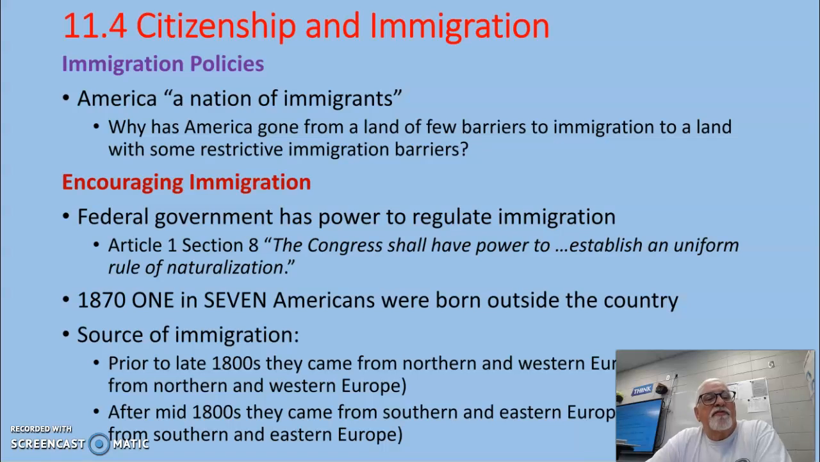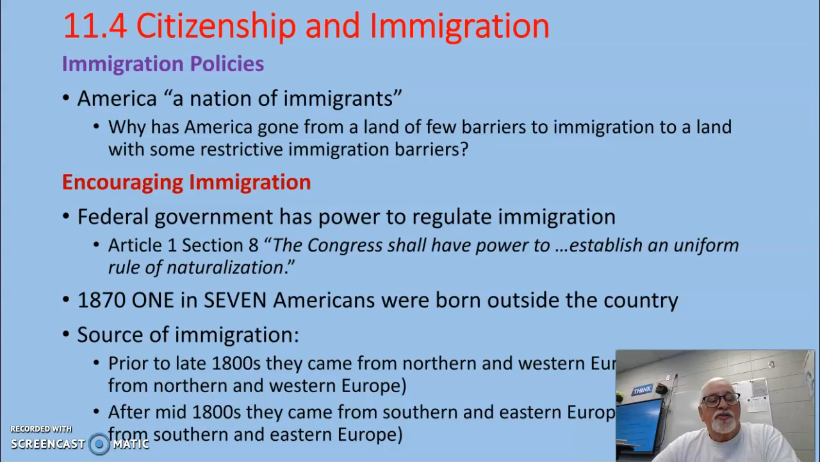We have always been a nation of immigrants, beginning with Columbus. Why has America gone from a land of few barriers to immigration to a land with some restrictive immigration barriers? Well, initially the federal government encouraged immigration. Article 1, Section 8, Congress shall have the power to establish a uniform rule of naturalization. And in 1870, keep in mind, this is after the Civil War, 1 in 7 Americans were born outside of the country.